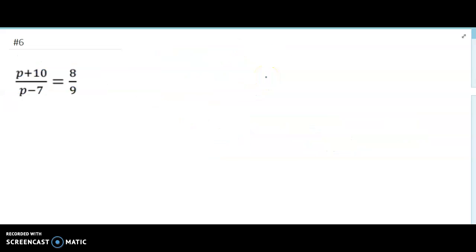Go ahead and try example 6 on your own. Now use example 5 as an example, and then we will go over it. Don't forget to put these in parentheses.